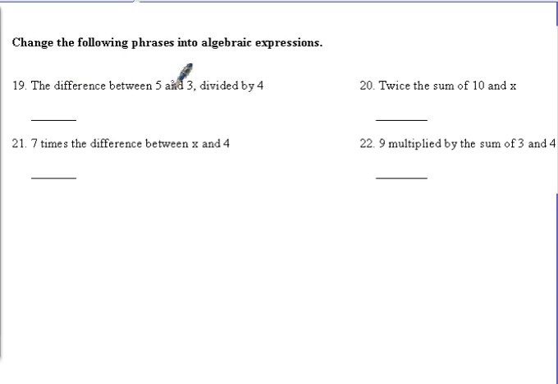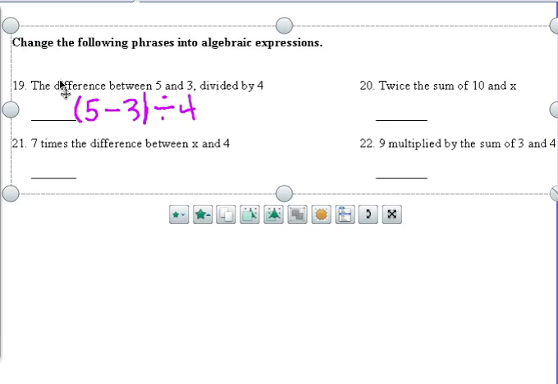Now the difference between 5 and 3 means to subtract. So it's going to be 5 minus 3 and then divided by 4. But what's important here is that you put the parentheses. Without the parentheses, this would not be the difference between 5 and 3 divided by 4. It would be 5 minus 3 divided by 4, which is a different problem. You get a different answer. So the parentheses are very important to have in order for the expression to match the words.